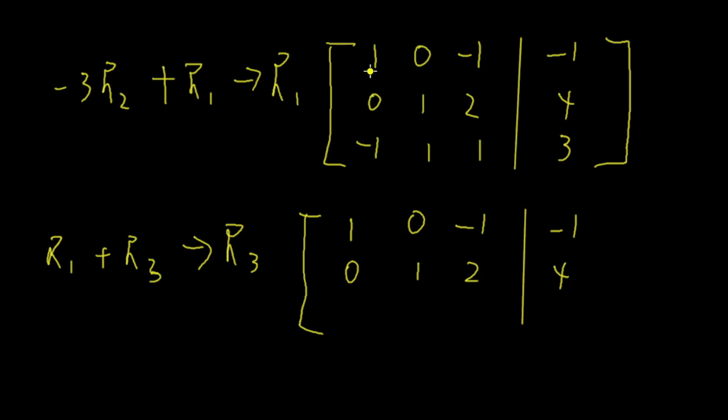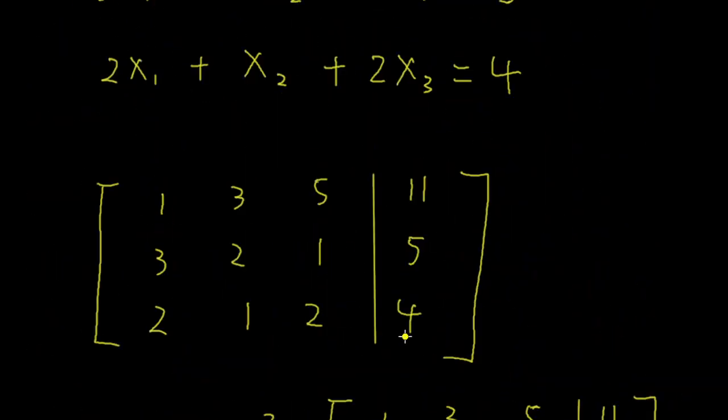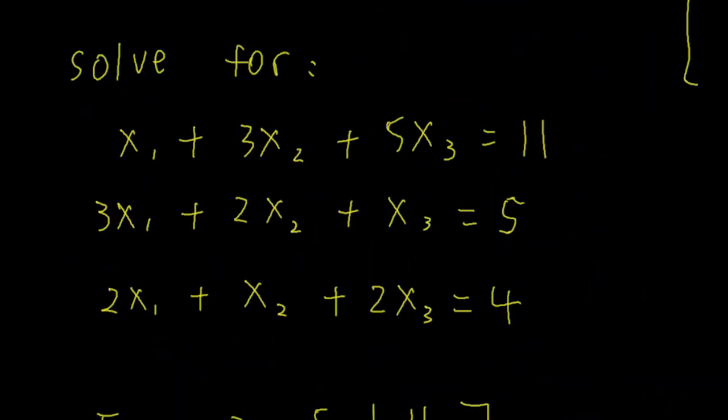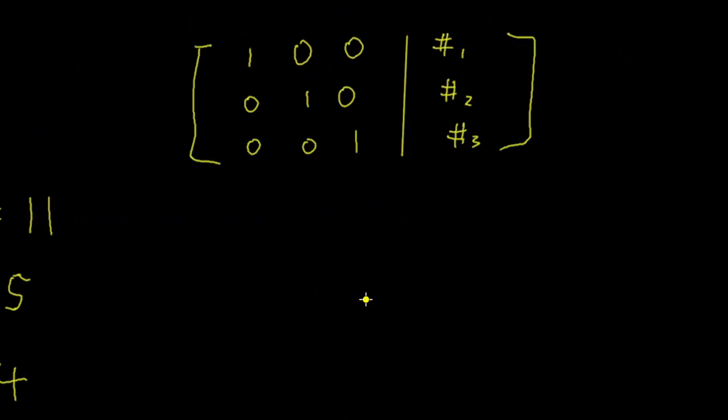Now, row 3, right? 1 plus negative 1 is 0. 0 plus 1 is 1. Negative 1 plus 1 is 0. Right? Negative 1 plus 3 is 2. Okay, like this. Now, you notice that this is 0, 1, 0, 2. So the third row is 0, 1, 0. But what we want here is the second row to be 0, 1, 0, right?